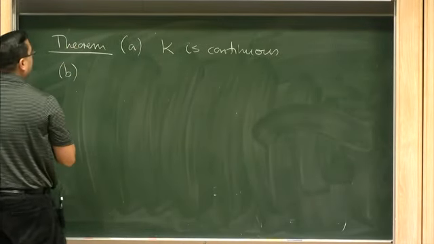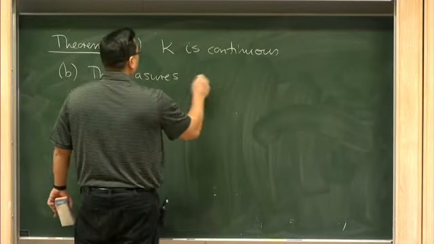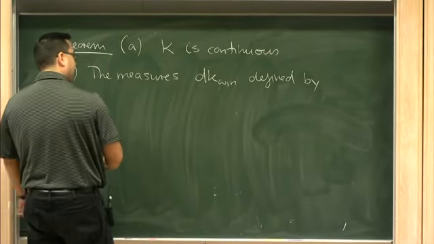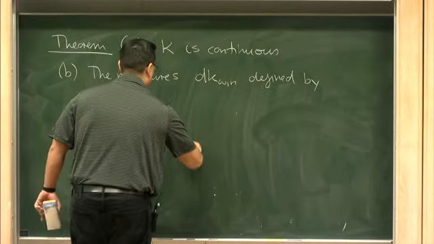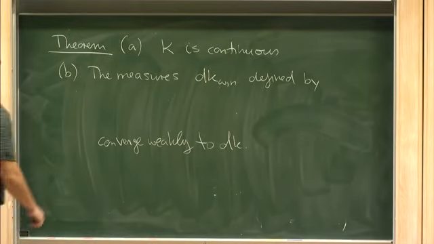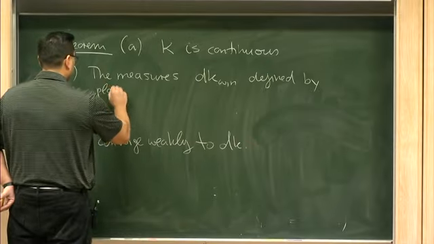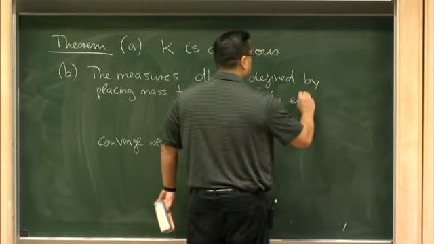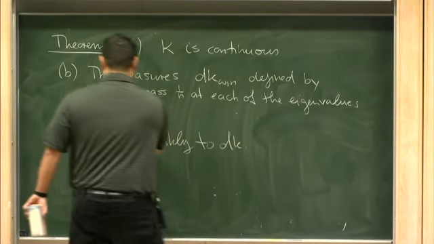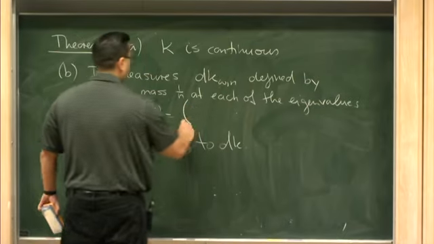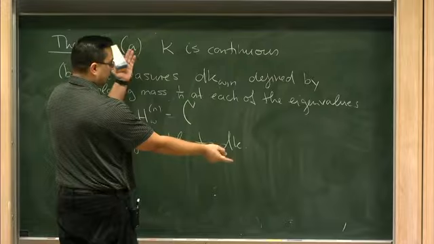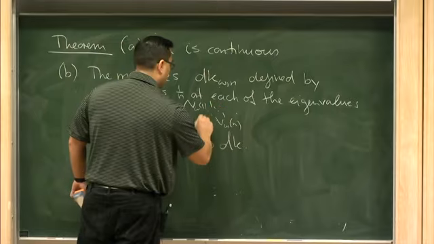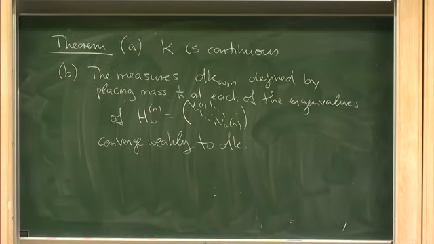And B, the measures dK_{omega,n}, defined by, I'll say how in a second, converge weakly to dK. So how are these measures defined? You take, by placing mass 1 over n at each of the eigenvalues of H_{omega,n}, which is just the following thing. You cut out the n by n matrix of this form. So it's just the restriction of H_omega to the interval 1 to n with Dirichlet boundary conditions.